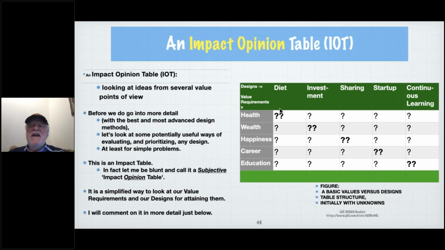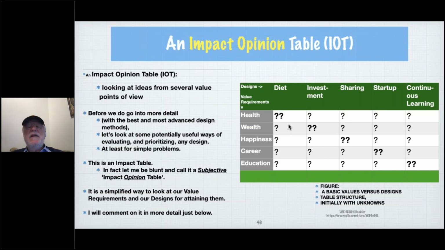Now, ways of getting health might be, for example, a better diet. Ways of getting wealth might be some investment strategy. Ways of getting happiness might be sharing joys with other people. Ways of enhancing your career might be to do a startup. And ways of improving your education might be some form of continuous learning. So here we have 5 strategies or designs for improving these aspects of your life.